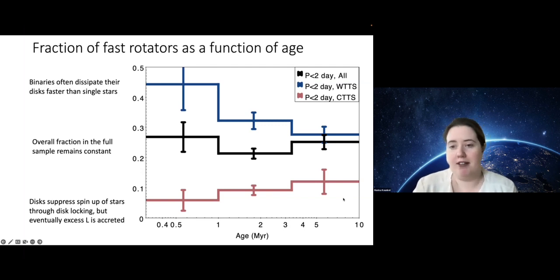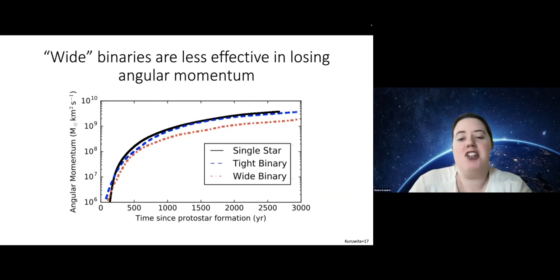Why do these binaries have excess angular momentum? It's not really something that we understand fully quite yet, but there have been some simulations that suggest that wide binaries are less effective at dissipating their angular momentum via outflows in the earliest stages of their lives. And by wide here, I mean binaries with separations of around 40 AU. So if they are less effective at dispersing angular momentum, they will have more angular momentum to start with when they lose their disks, and all that angular momentum is going to be accreted onto the stars, resulting in their spin-up.